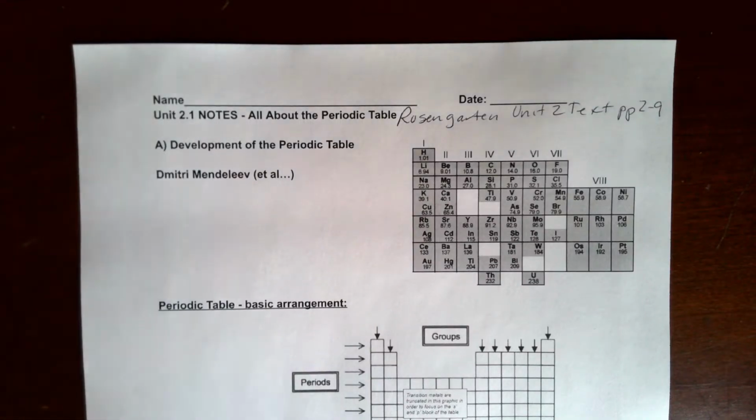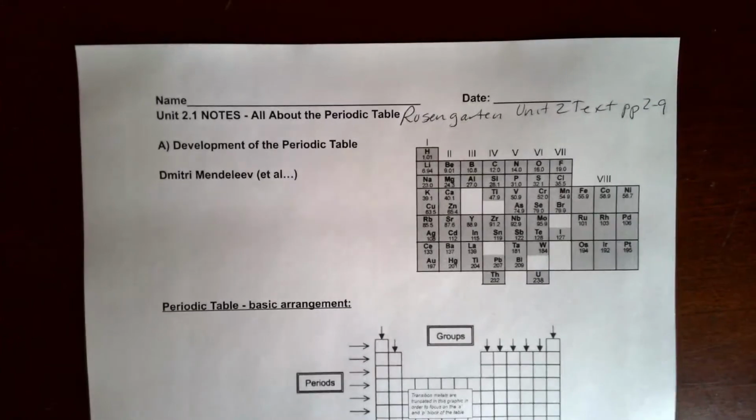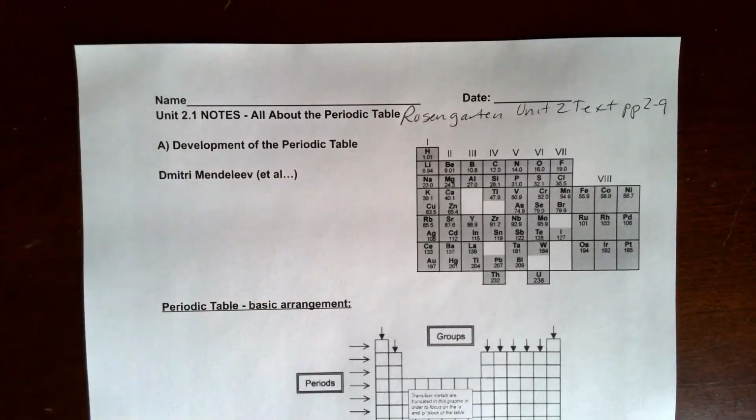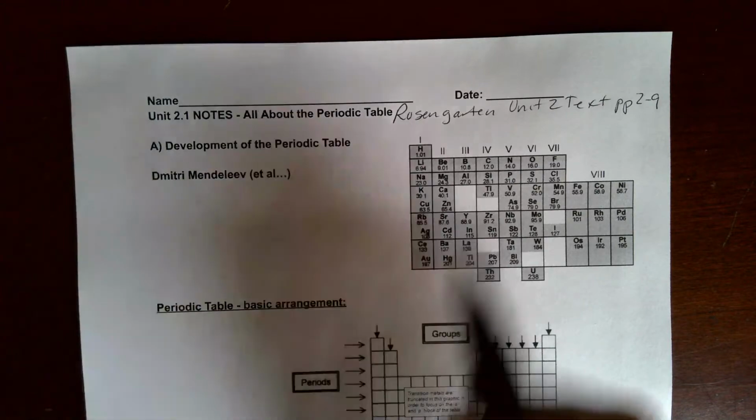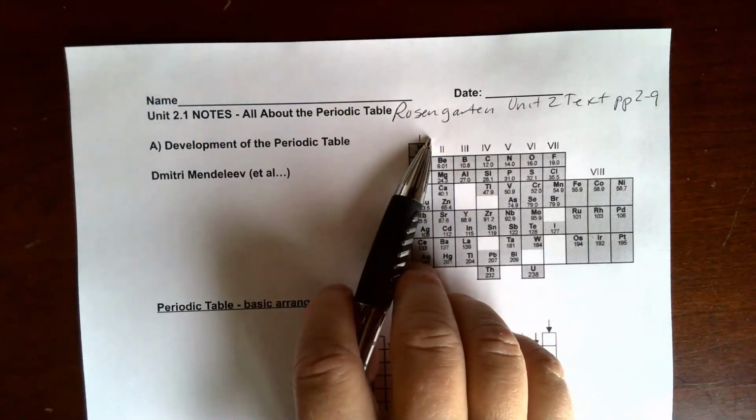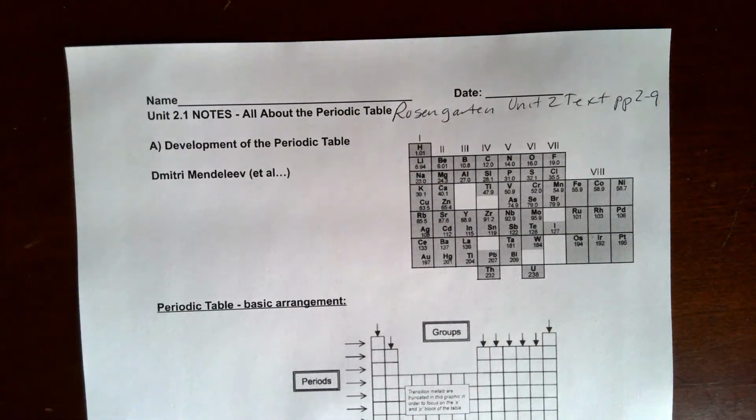In this lesson, we are going to be focusing on learning the foundations of the periodic table, how it was developed, and some basic ways to interpret it. This information can be found in the Rosengarten text, Unit 2, pages 2 through 9.